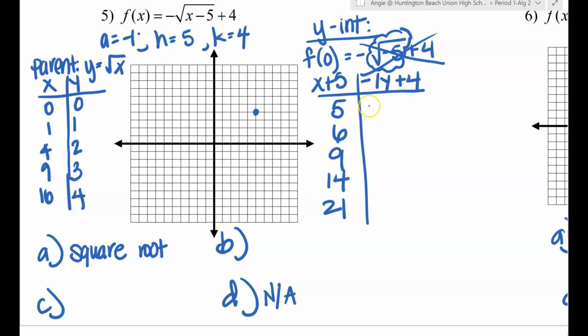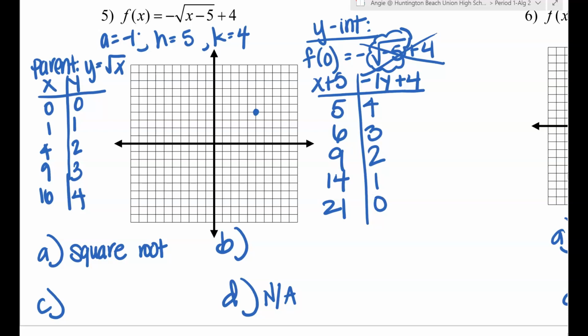0 times -1 is 0, plus 4 is 4. 1 times -1 is -1, plus 4 is 3. 2 times -1 is -2, plus 4 is 2. 3 times -1 is -3, plus 4 is now 1. 4 times -1 is -4, plus 4 is 0. So it looks like we have an x-intercept. All right, let's plot them.